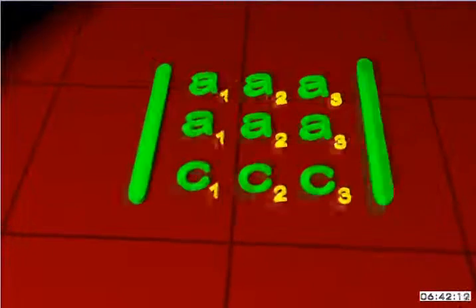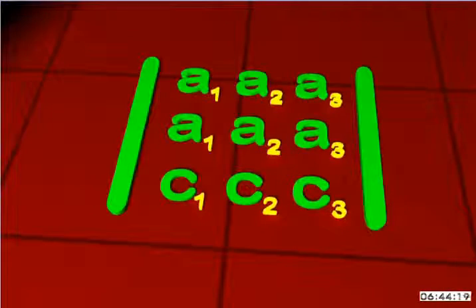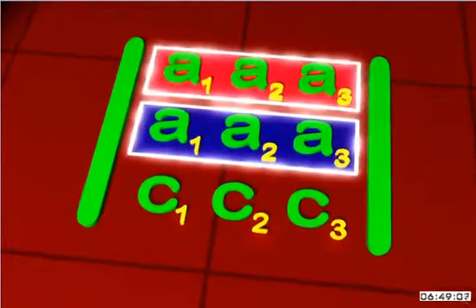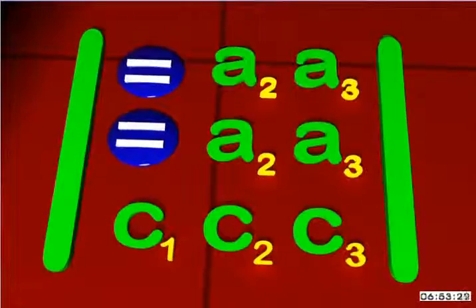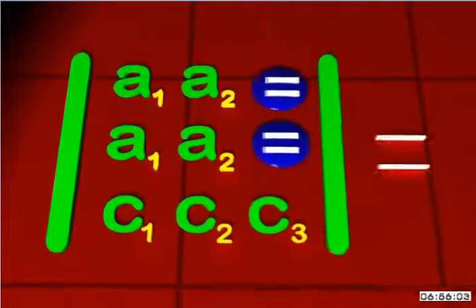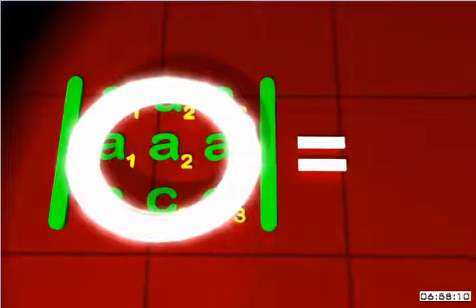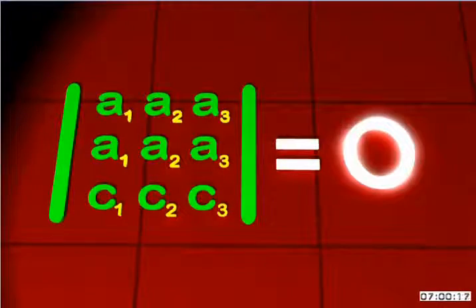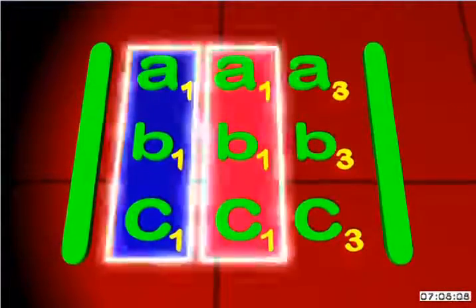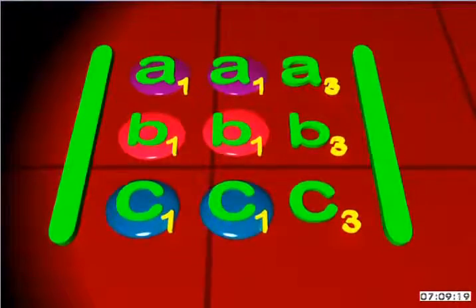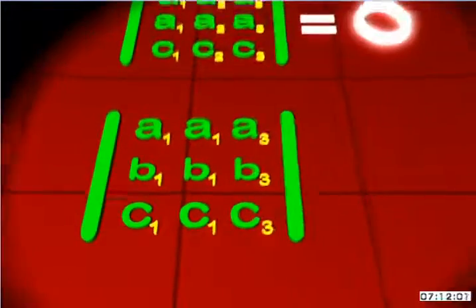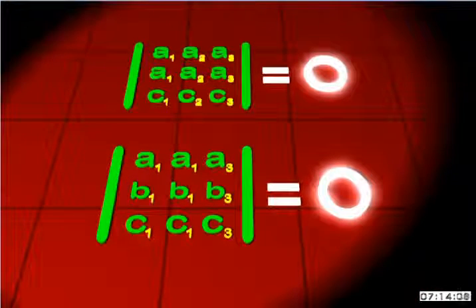Fourth property. This property states that if any two rows of a determinant are identical, that is, all the corresponding elements of two rows are same, then the value of determinant is 0. Similarly, if any two columns of a determinant are identical, that is, all corresponding elements of two columns are same, then the value of the determinant is 0.